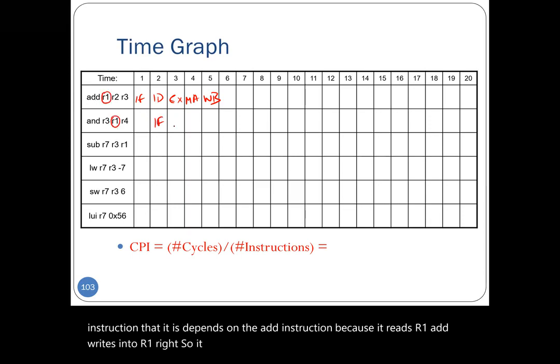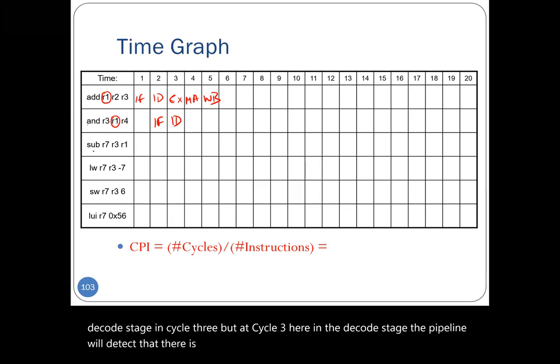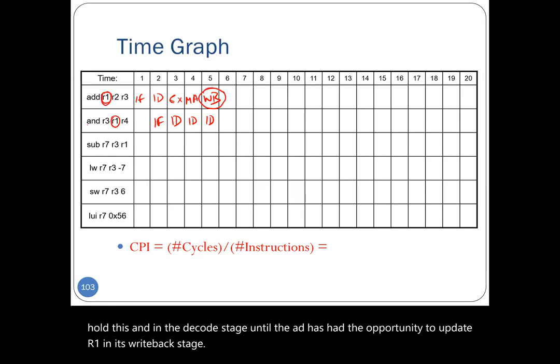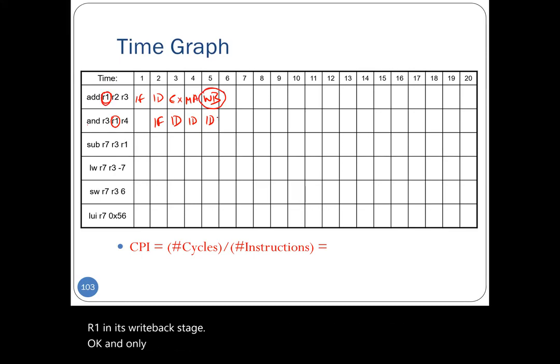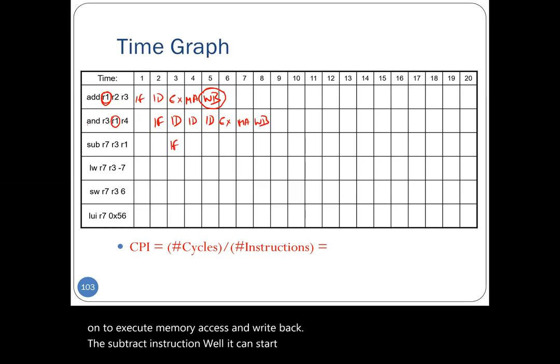It will move on to the decode stage in cycle 3, but at cycle 3 here in the decode stage, the pipeline will detect that there is this dependency between the add and the AND. So it will hold this AND in the decode stage until the add has had an opportunity to update R1 in its write back stage. Only after this will the pipeline allow the AND instruction to move on to the execute, memory access, and write back. The subtract instruction can start fetching when the fetch is free, first in cycle 3.